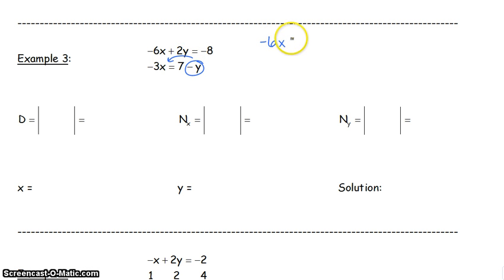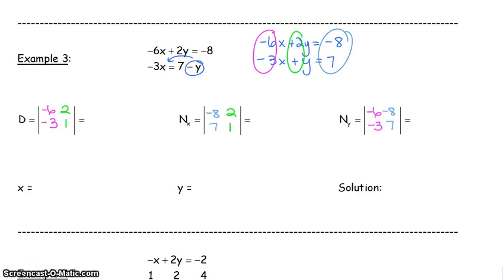So again, we've got to make sure that everything is set up perfect before we start. So we move that y over where it becomes positive, and 7's already where it belongs. What I want you to do now, press pause and see if you can just get the matrices set up. Can you set up the right numbers for D, the right numbers for n of x, the right numbers for n of y? Press pause. Don't cheat. Alright, check your answers.